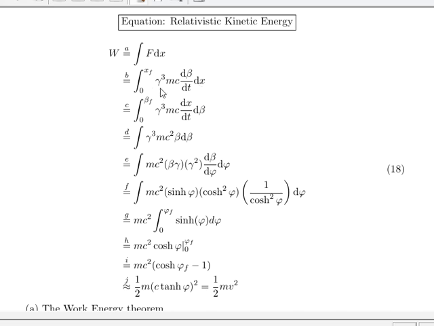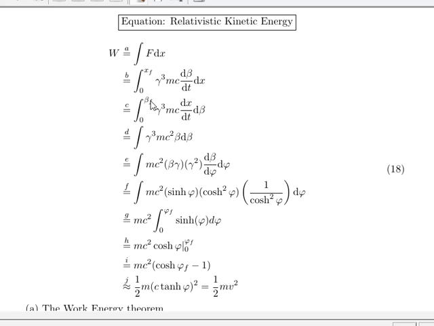So this is a little bit of a weird step, but we're just going to swap these, put the dx over here and put the del beta over here. That's all I did. And then I made one other change. Instead of going from 0 to the final position, I'm making del beta my variable of integration. So I'm going from 0 to the final velocity.